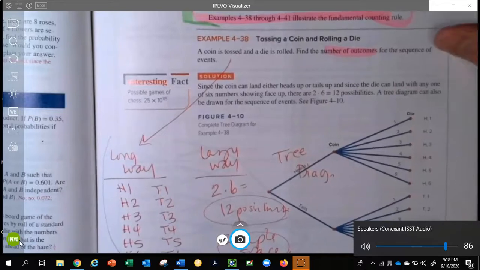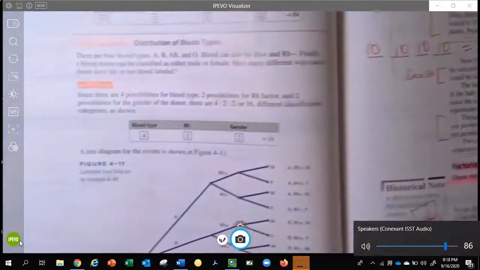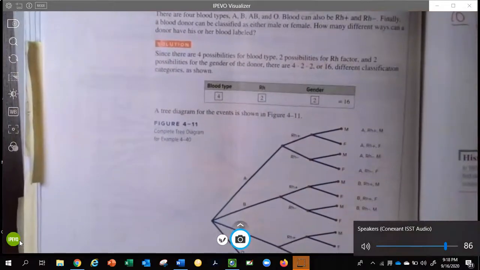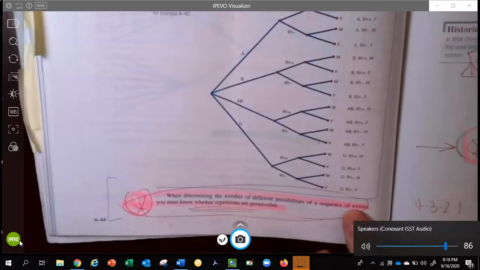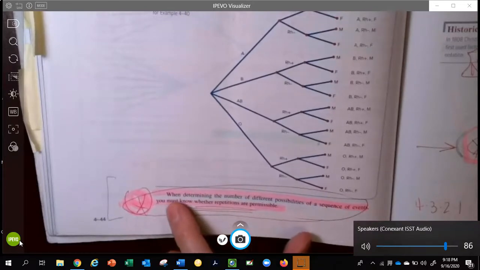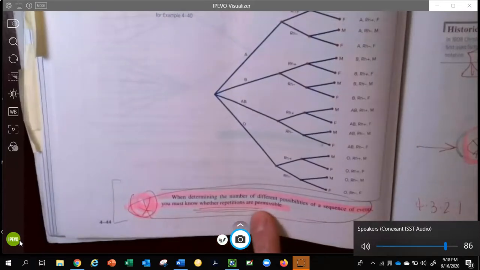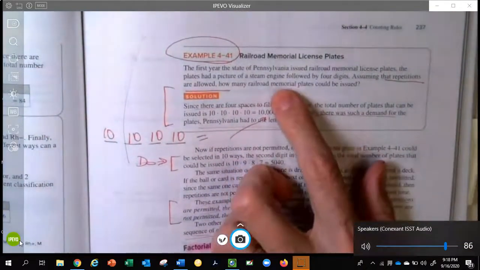It's our sample space. I also ask you to look at the problem at the bottom of the page, but I'm going to keep going because you'll do that with the video from the author. Down at the bottom of page 236, I want to point out here, when determining the number of different possibilities of a sequence of events, you must know whether repetitions are permissible. The example at the top of the next page, 237, is talking about license plates.